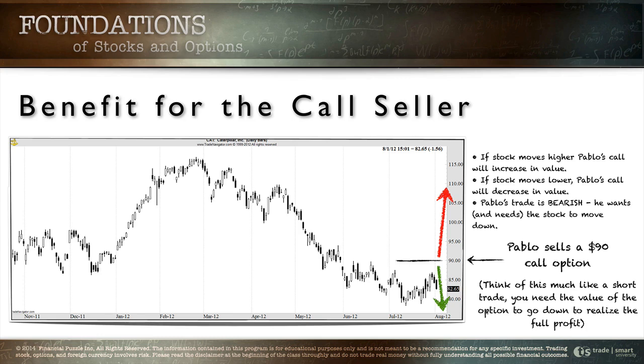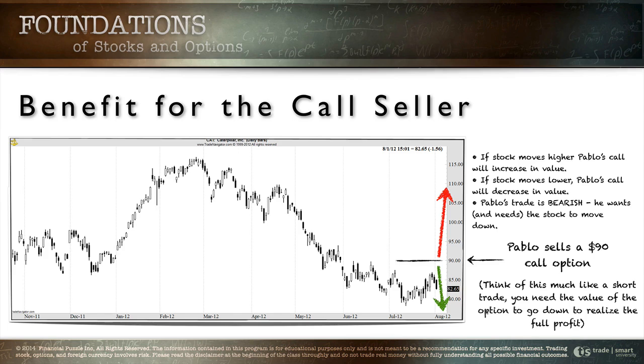So in this case, Pablo's trade is somewhat bearish. He wants and needs the stock to move down. So think about selling a call option kind of like you would think of selling a short stock. You need the stock to go down, and as the stock goes down, the call value will go down, and you're going to make more money on it. You need the value of the option to go down in order to realize the full profit. That's the way that this is going to work.